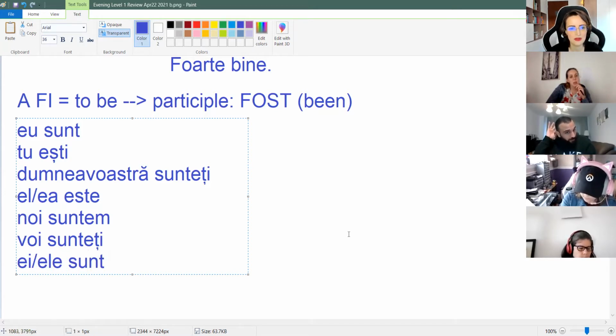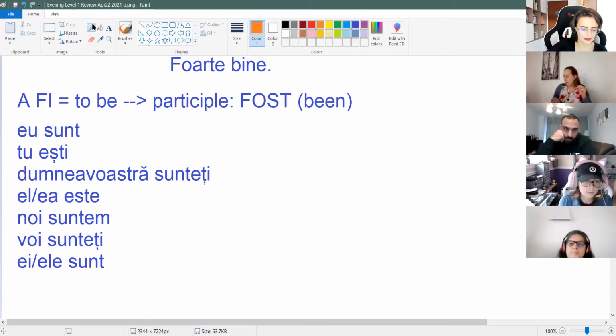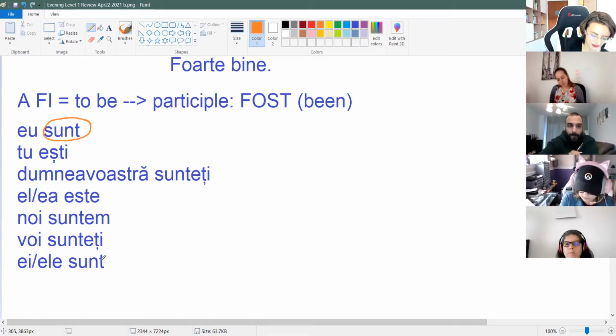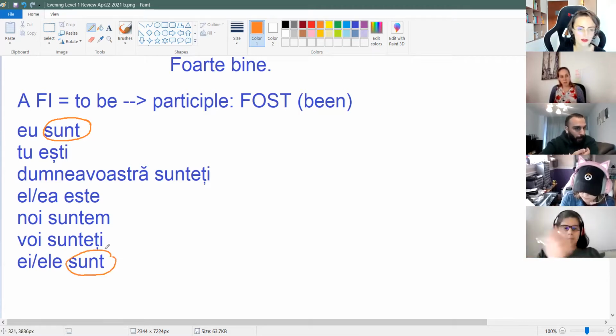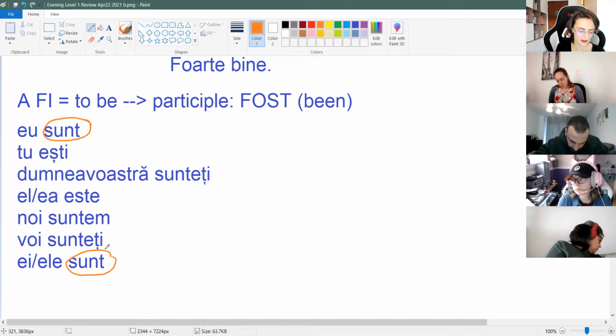Okay, so there are some things that you can remember here that will make your life easier. The first one is that in the verb to be, "eu" and "ei", "ele" are conjugated the same. So when you hear someone saying "sunt", it can be about themselves, "eu", or it can be about "ei", "ele", the third person plural.